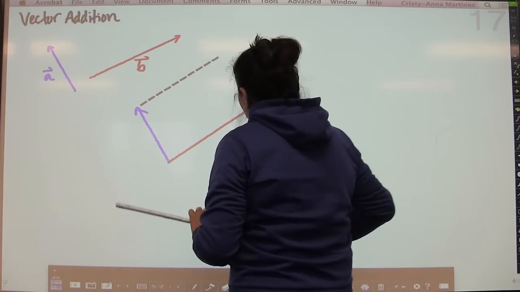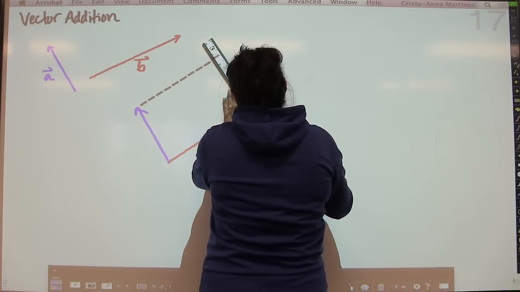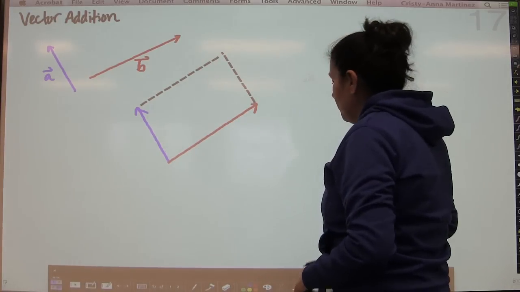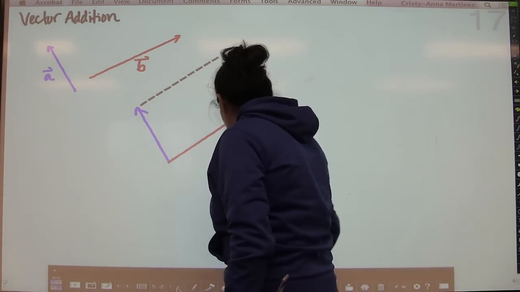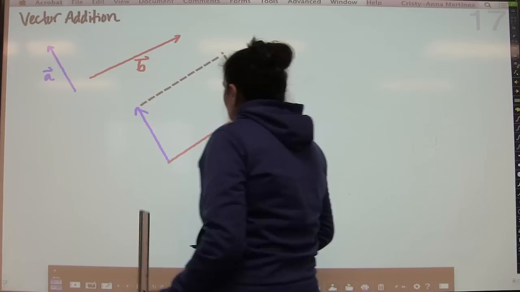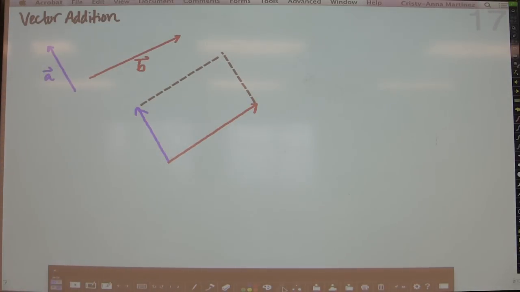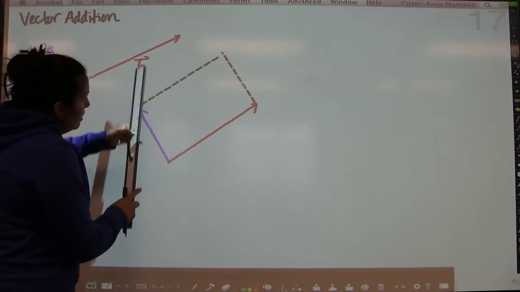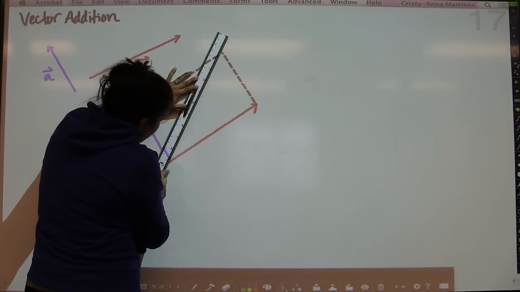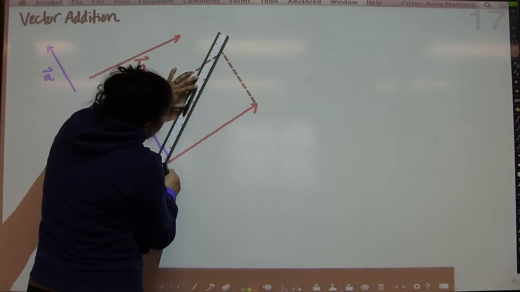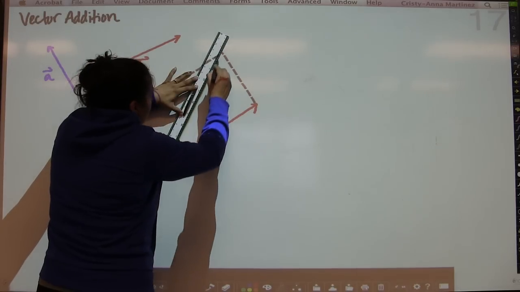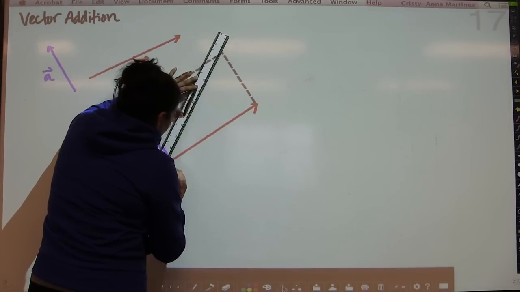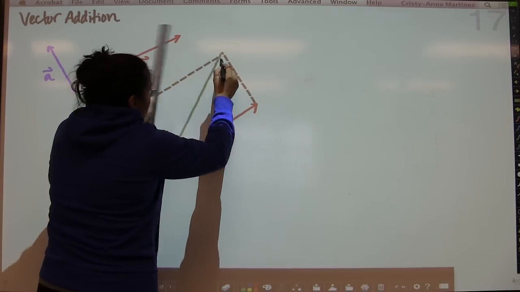Like that. And then this guy would be kind of like this. So you have a parallelogram. And then the resultant vector is when you find the diagonal that goes from where the two tails are touching to the opposite corner. So this would be your resultant vector when you add them together.